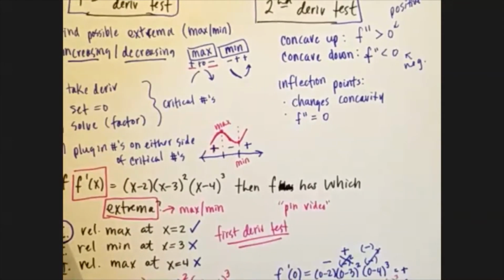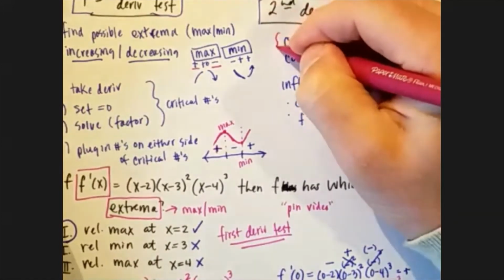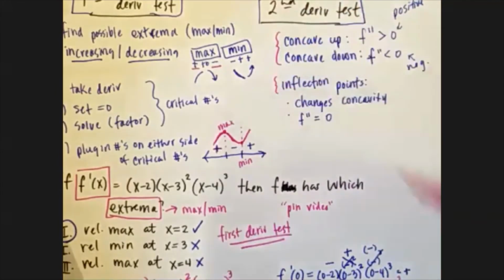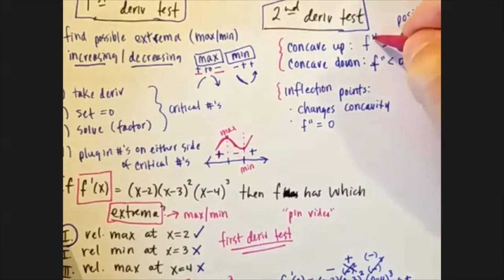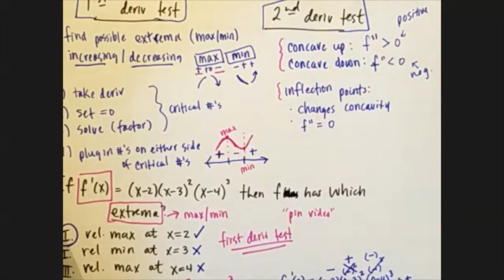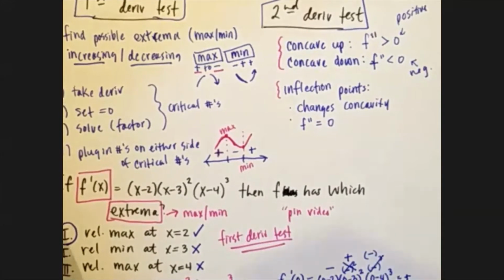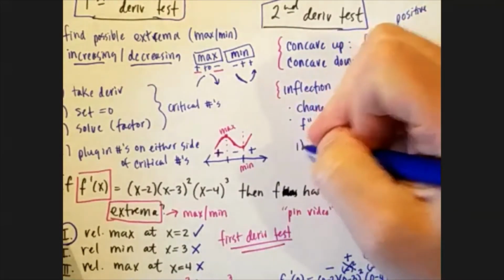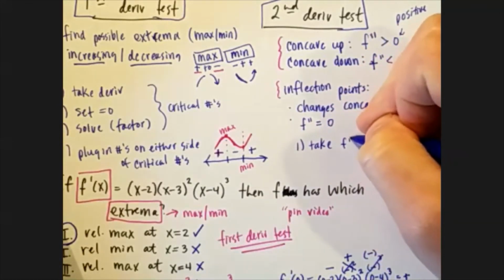Thank you, Kyla. So the second derivative test is used to find concavity or inflection points. So that's how it's a little bit different. It's one extra step. We have to find the derivative of the derivative, and it actually tells us some different things. It's going to be very similar to the first derivative test, but the first step is obviously going to be to take the second derivative. So we'll say take f double prime.